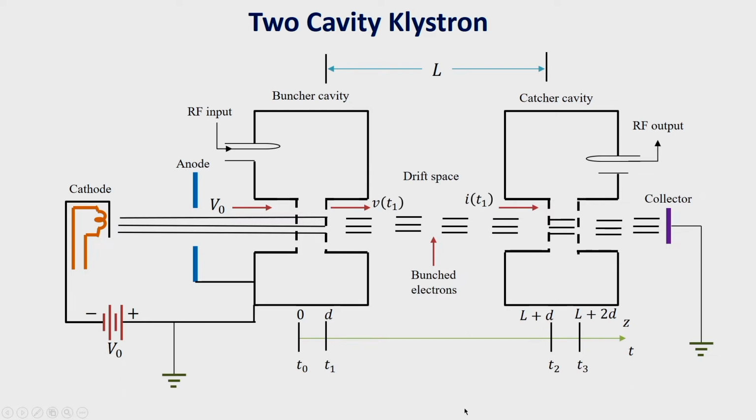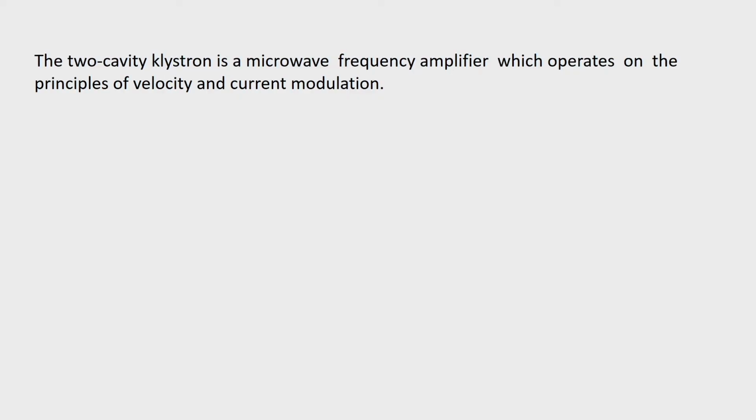So, let us first see the operation of this type of tubes in brief, and how the transit time effect is utilized here for producing velocity modulation of the electrons. The two cavity klystron is a microwave frequency amplifier which operates on the principle of velocity and current modulation.